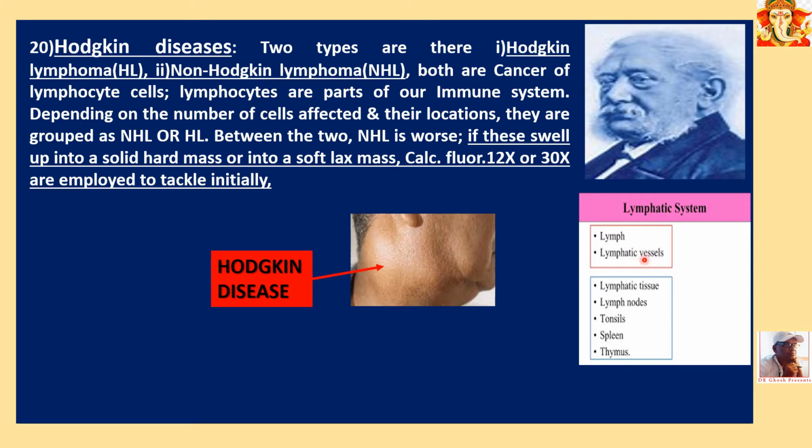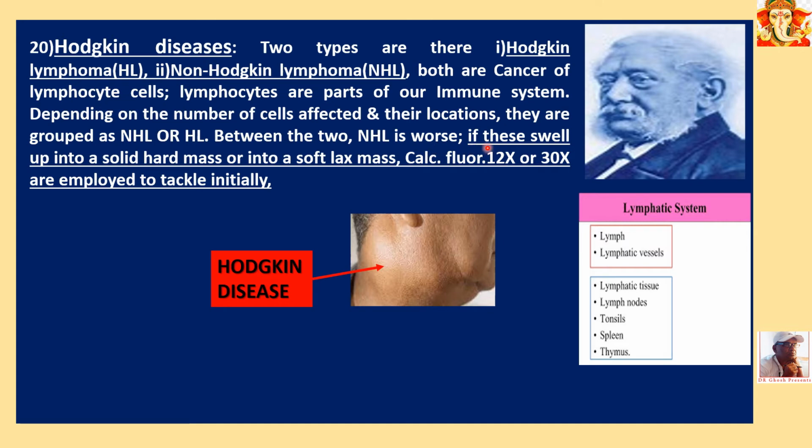Through these lymphatic vessels, lymph circulates in our body. The lymphatic system is made up of lymphatic tissue, lymph nodes, tonsils, spleen, thymus. Lymphocytes are part of our immune system. Depending on the number of cells affected and their location, they are grouped in NHL or HL. Between the two, NHL, that is non-Hodgkin lymphoma, is worse. It is more bad compared to HL.